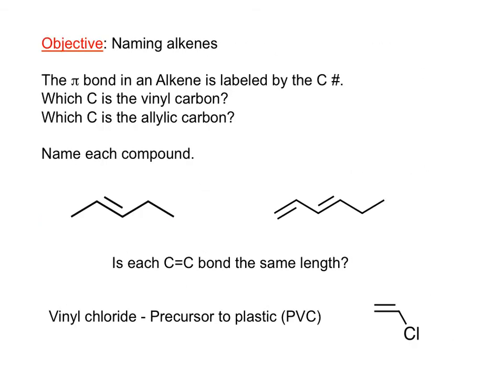We named alkanes earlier. Now stop the video and name these two alkenes by applying the same rules as for alkanes. Remember to use the ene suffix for an alkene. So here are the answers. And here are the vinyl carbons. Here are the allylic carbons.